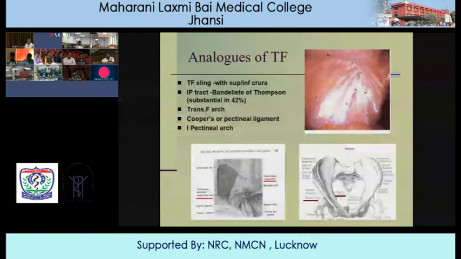Right? Now, if you see the arching fibers, these are fibers which are running parallel to the arching fibers of the transversus abdominis muscle. These arching fibers are what we know as the transversalis fascial arch. First analog.